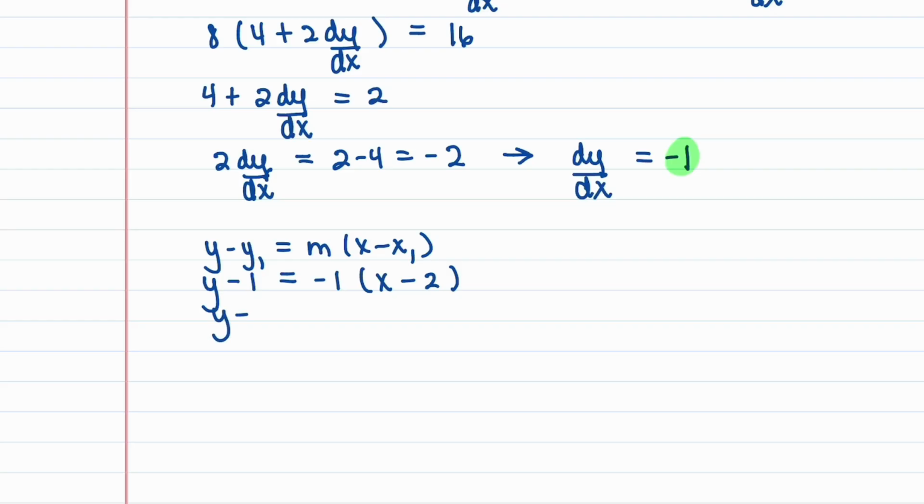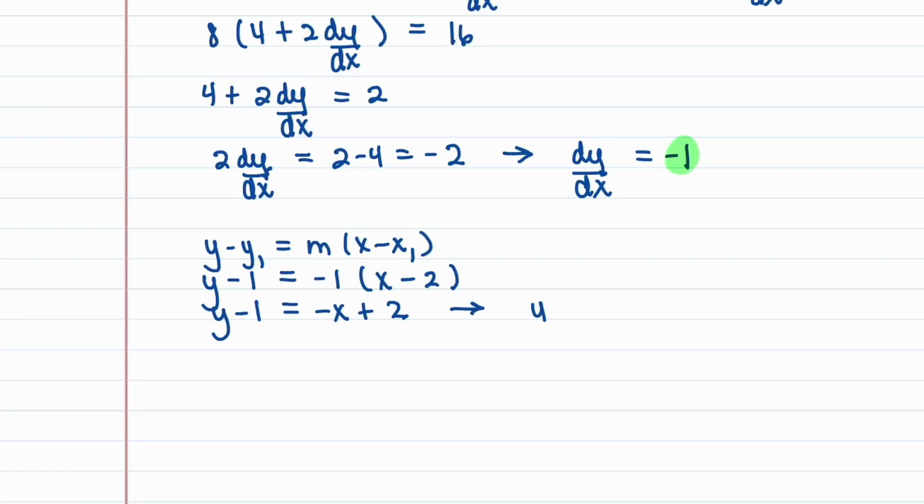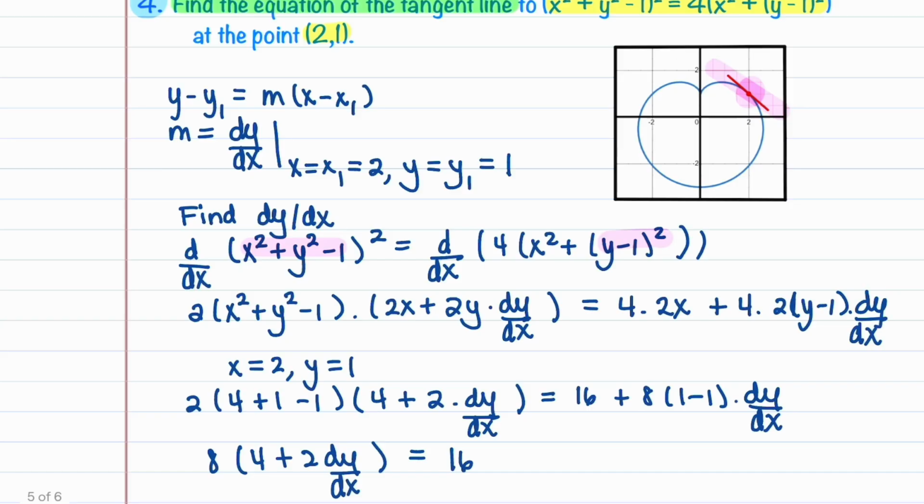This is y minus 1 is equal to minus x plus 2, which gives us that y is equal to minus x plus 3. And that is the equation of our tangent line to our curve. Let's go back up to the top here because I want you to notice that our answer, y is equal to minus x plus 3, matches with that pink line. It has a slope of negative 1 and it has a y-intercept of 3.